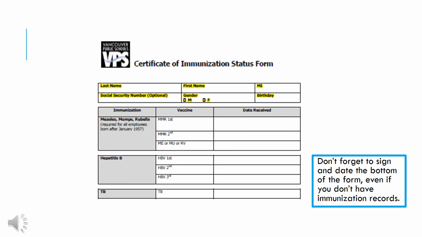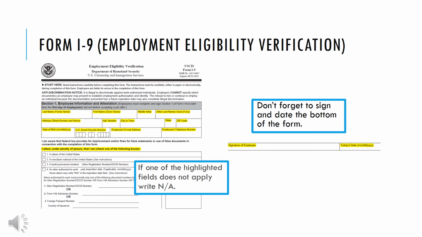Form I-9 is required by the Department of Homeland Security to verify your eligibility to work in the U.S. You will need to complete the first page of the form and provide original documentation listed on page 3. Don't forget to sign and date the bottom of the form with today's date. A human resources specialist will complete the second page of the form.